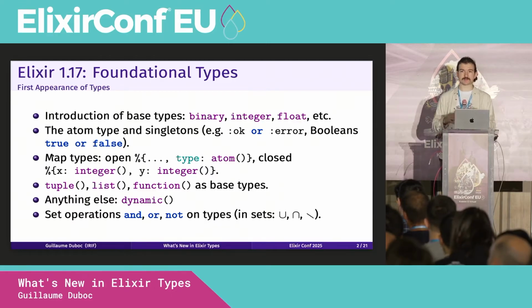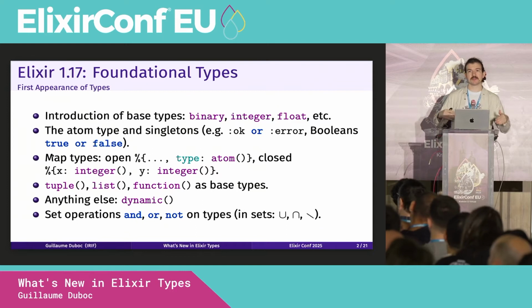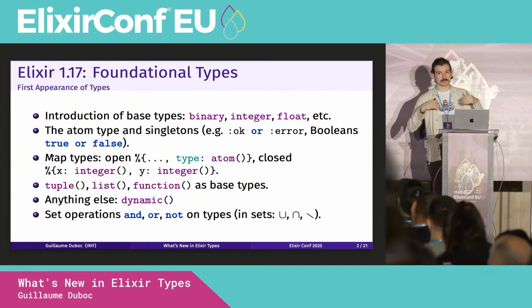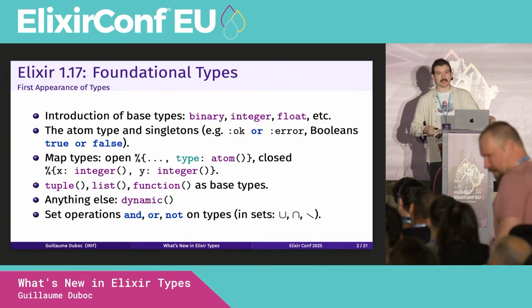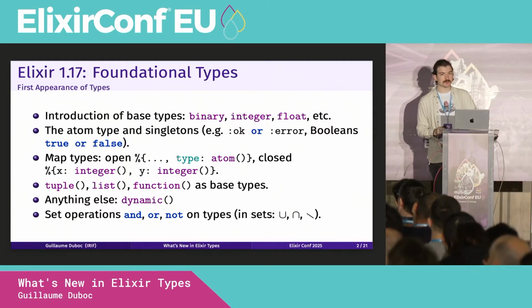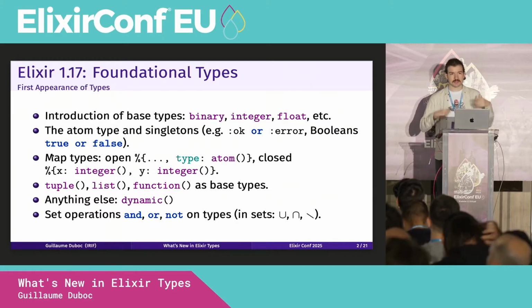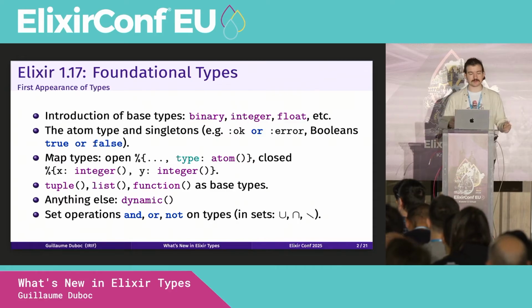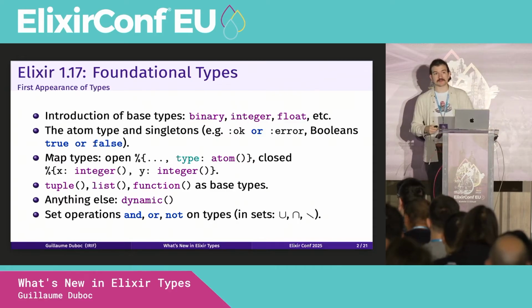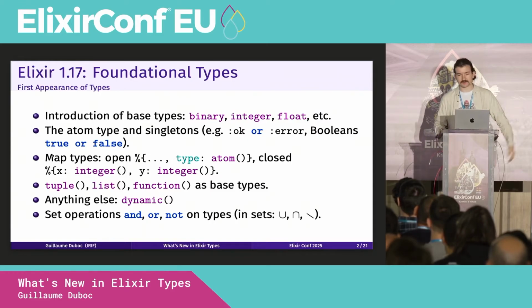For more complex types, tuple, list, functions, we just had base types, meaning any function just has type function. And anything else we couldn't type had type dynamic. And because those are set-theoretic types, we always support high-level operations: and, or, not, which have the intuitive meaning that if something is of type T1 and T2, it has both types. If it's of type T1 or T2, it has either of the types, and if something has type not T1, it has any type but this type.